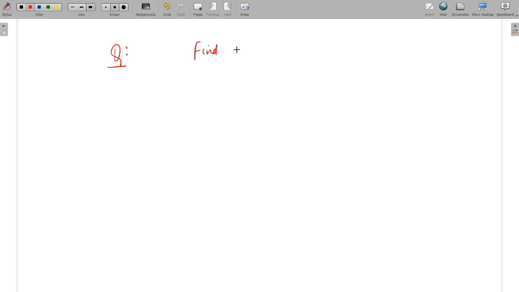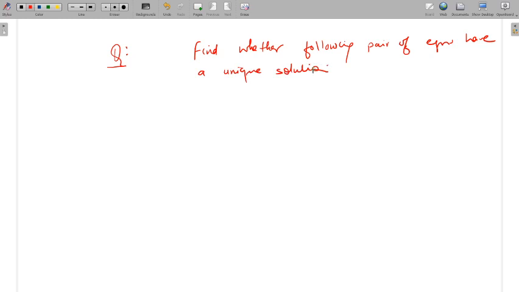Find whether the following pair of equations have a unique solution. Let this be: 4x plus y is equal to 3 and the other is 8x plus 2y minus 1 is equal to 0. So tell me, do they have a unique solution? One solution, yes or no?